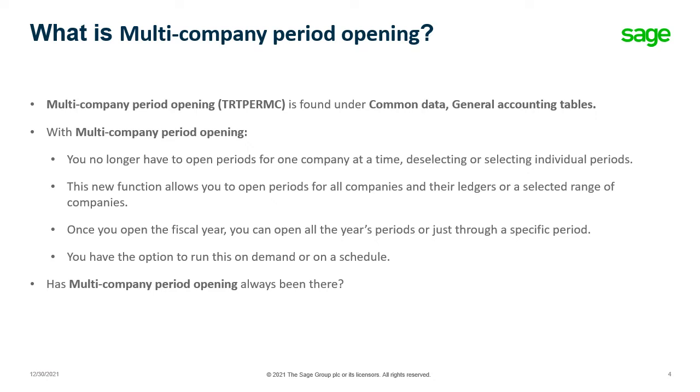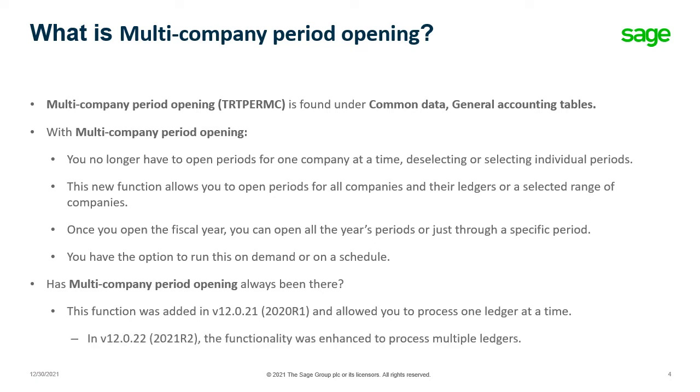Now, has multi-company period opening always been there? Well, this function was added in version 12, patch 21, and allowed you to process one ledger at a time. In version 12, patch 22, the functionality was enhanced so that you could process multiple ledgers together.